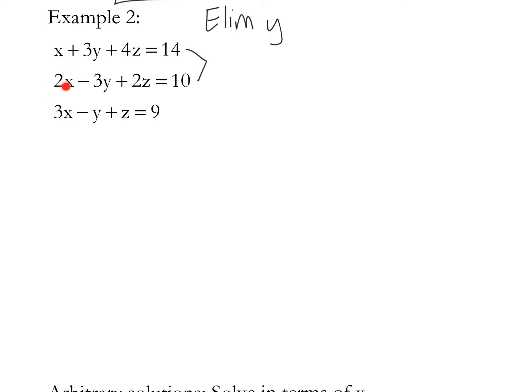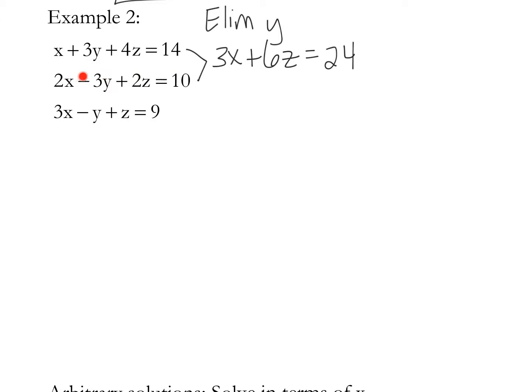So when I do x plus 2x, that gives me 3x. When I do 3y and negative 3y, that cancels. When I do 4z and 2z, that gives me positive 6z. And I'm going to add 14 and 10 and get 24. So now what I have to do is use a different pair of equations, like maybe these two, or the first one and the last one. It doesn't matter, just a different pair, and I have to eliminate y again.